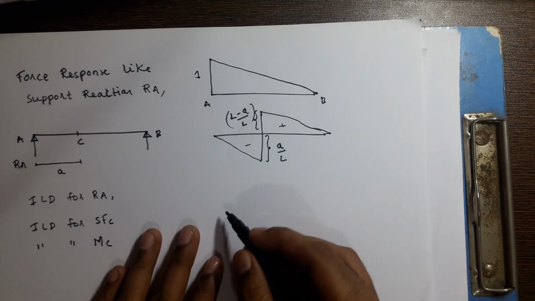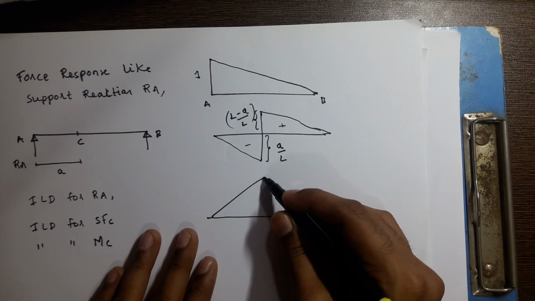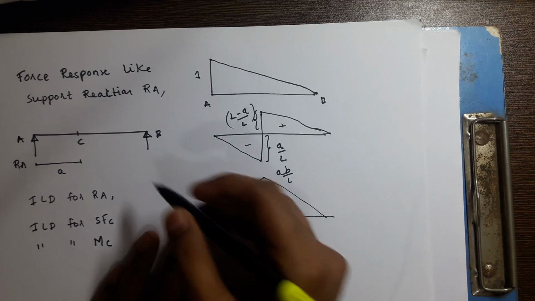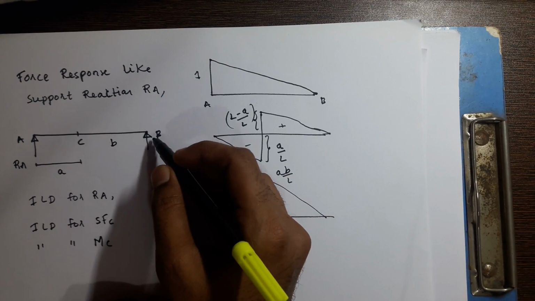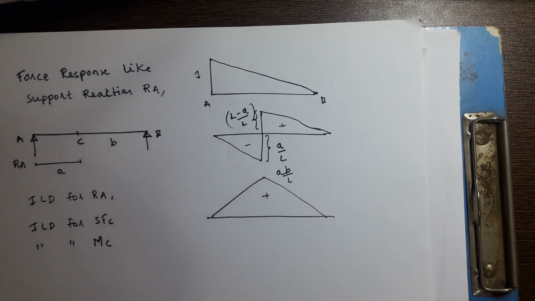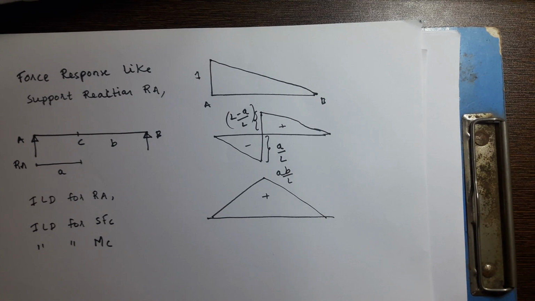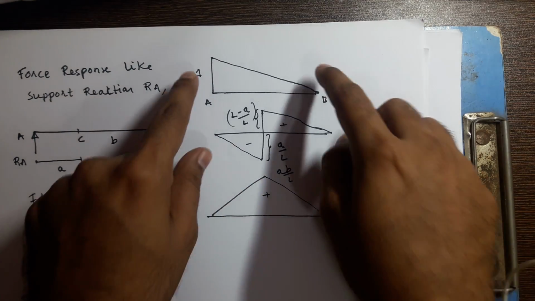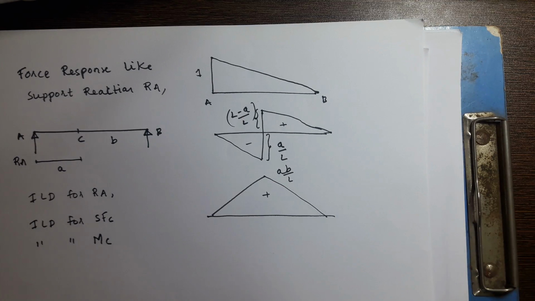For bending moment, ILD is positive AB by L. B is the distance of C from B. Small b is the distance of C from capital B. So these are the influence line diagram we have to use when we go to solve the problems. And after this we will see what are the different types of load that are coming on a bridge, on a simply supported bridge, and how we can use this influence line diagram, that we will see.